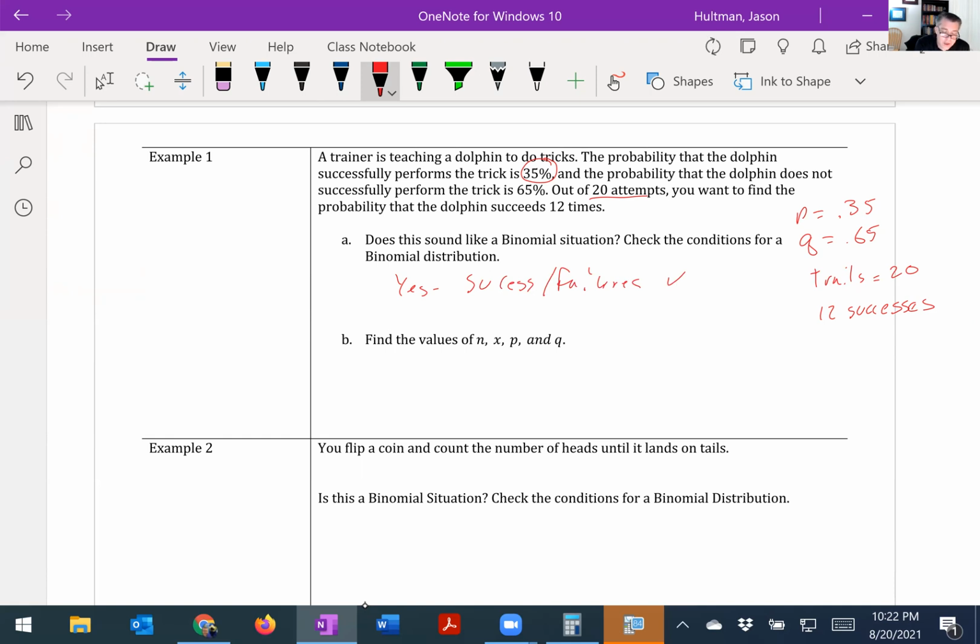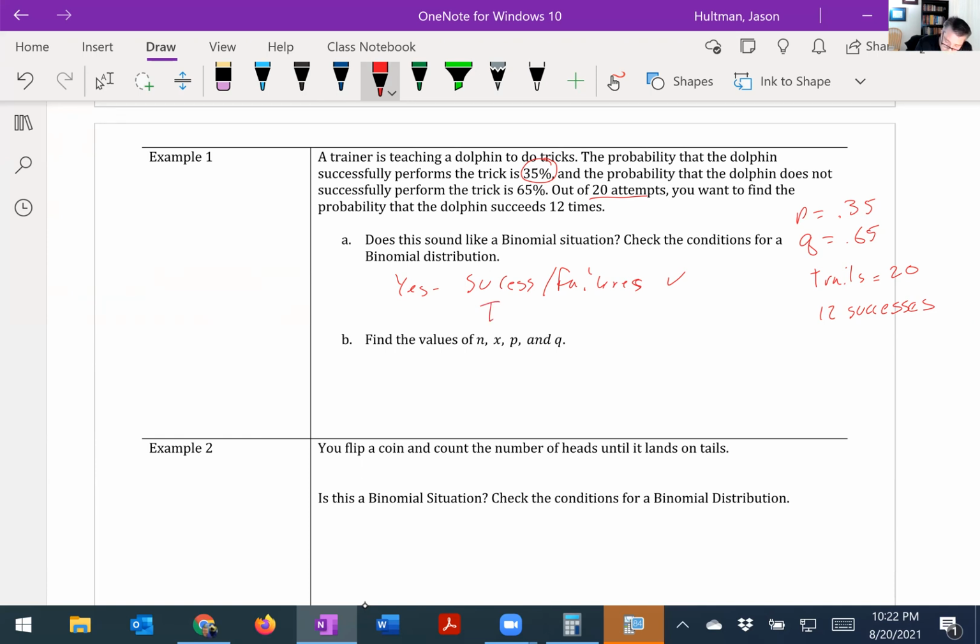Check. Do we have, what's the other two? Independence? Yes. Are there a number of trials? Yes. So is there success or failure? Yep. Is it binary? Yep. Okay.